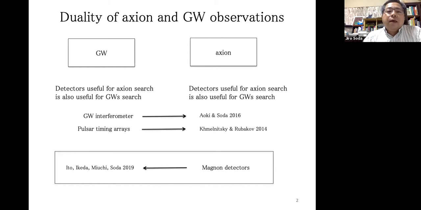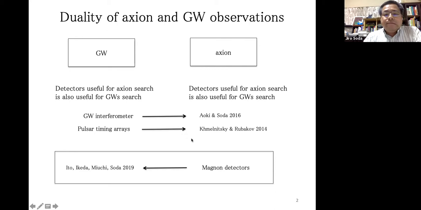So the basic philosophy of our work is the following. There exists a duality of axion and gravitational observations. Detectors useful for axion search are also useful for gravitational wave search, and the opposite is also true. For example, gravitational wave interferometers can be used for probing the axion, ultralight axions. And similarly, using pulsar timing arrays, we can probe the ultralight axions, as first pointed out by Rubakov and his collaborators.